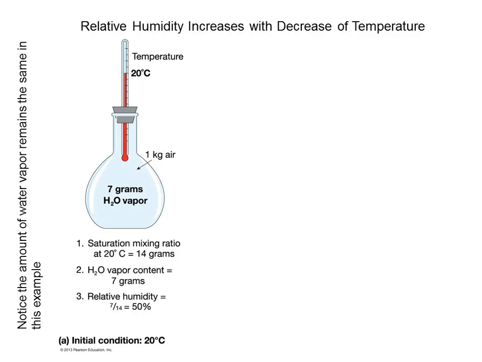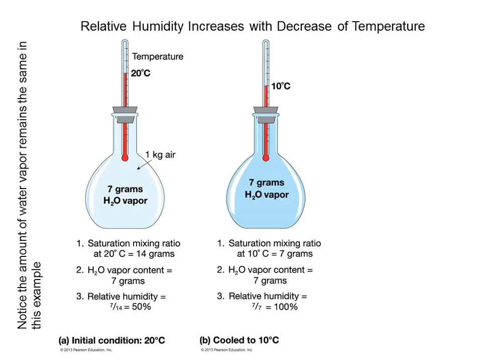All right, cooling her down. So we cool it down, and on the table you saw that now at 10 degrees, I can only hold 7 grams of water vapor per 1 kilogram of dry air. Wow, I can hold 7, and I got 7. So 7 divided by 7, you are at 100% relative humidity there.